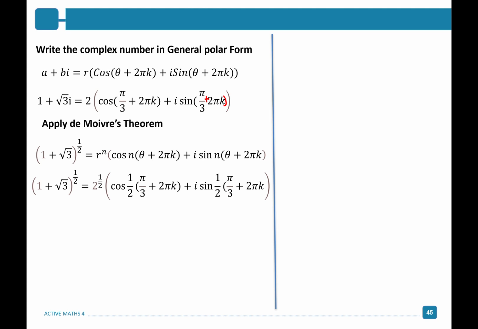Substituting our values into our equation, we get (1 plus root 3 i) to the power of a half is equal to 2 to the power of a half times cos of 1 half times (pi over 3 plus 2 pi k). So again, note that our value of n is multiplied by our whole angle, where our angle is pi over 3 plus 2 pi k. And then finishing this off, plus i sine of a half times (pi over 3 plus 2 pi k).